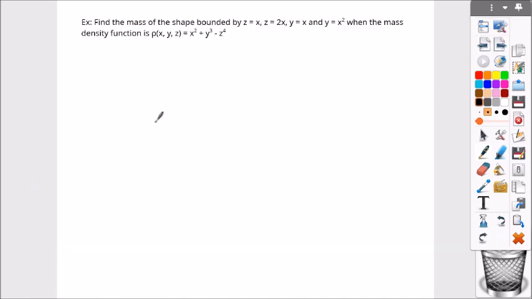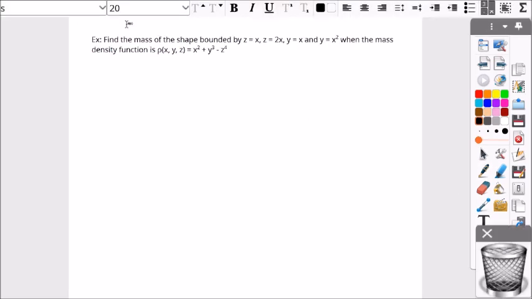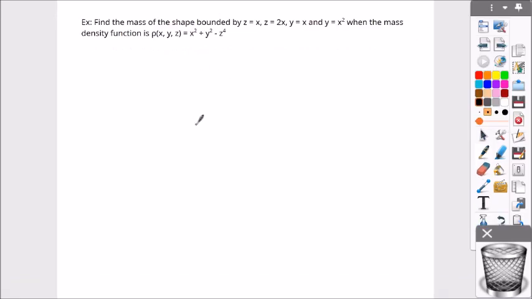Alright. This is a little bit harder. Actually, this is way harder. Find the mass of the shape bounded by z equals x, z equals 2x, y equals x, and y equals x squared when the mass density function is rho of xyz equals x squared plus y to the third plus z to the fourth. In fact, I'm going to change that a little bit. I'm going to change it to y squared because I don't want the 0 thing to happen again. Actually, I don't think the 0 thing will happen. Whatever. I changed it. So it looks like that.